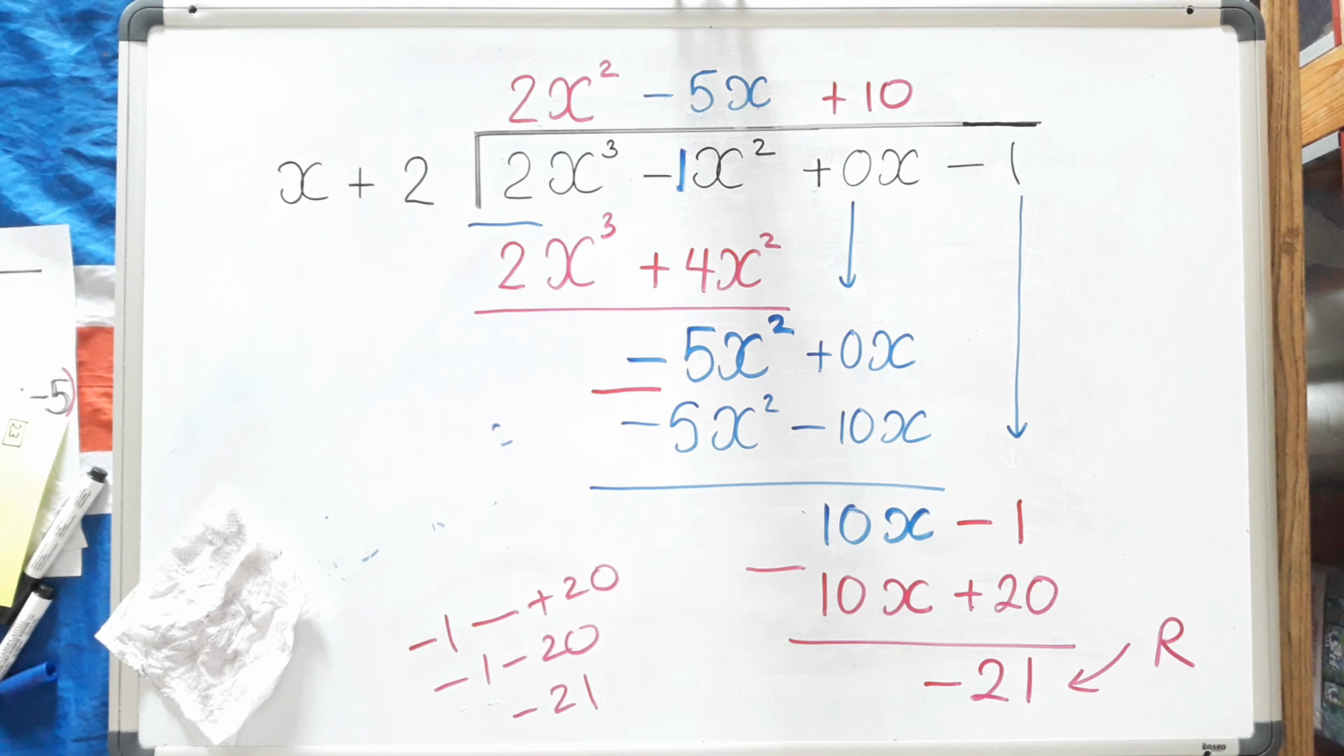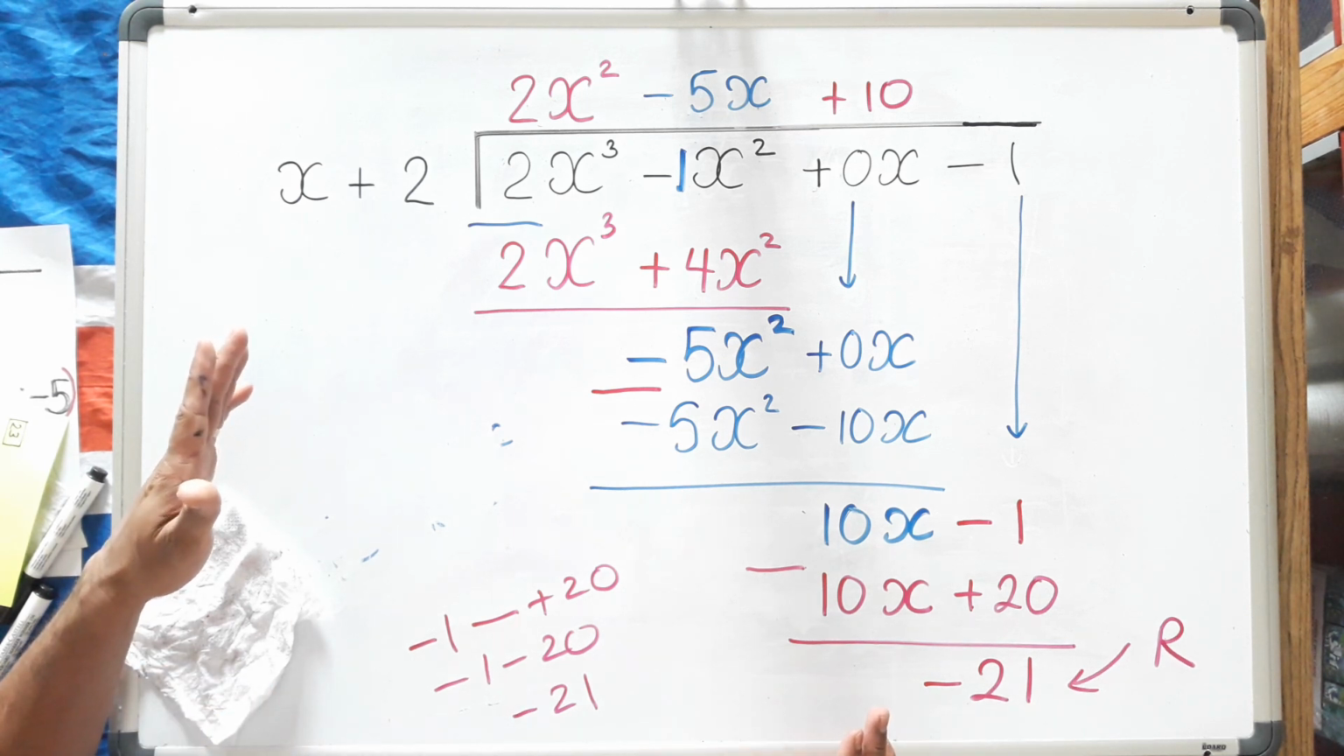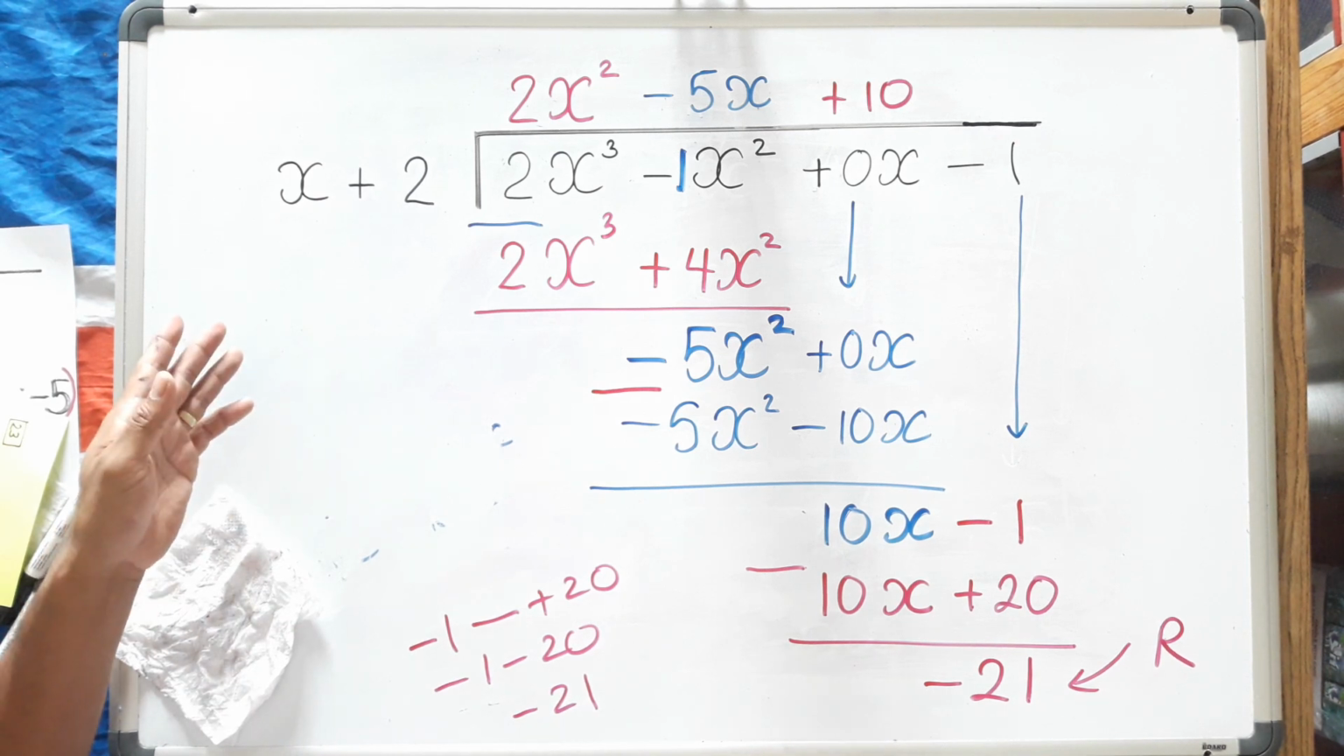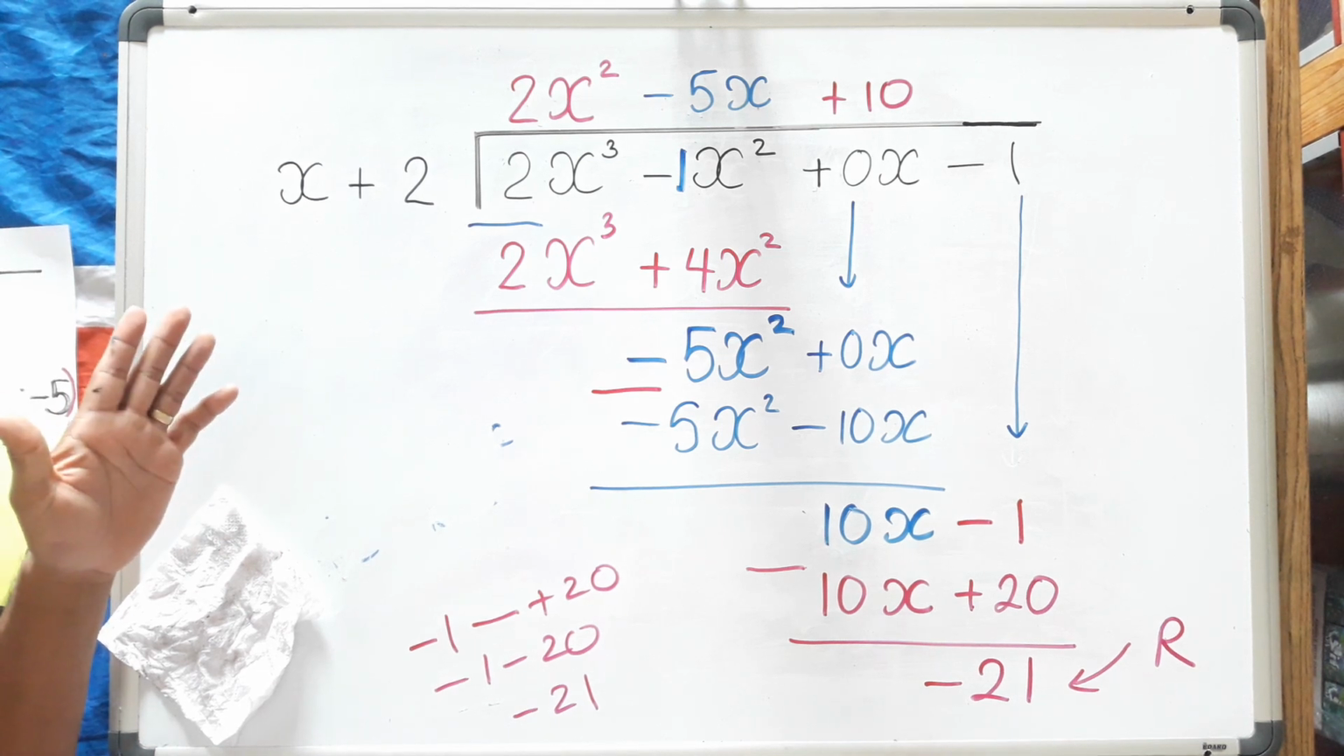All right. So there is actually a shorter way to get the remainder, and I'll be discussing that in my next video. But with a shortcut, there's always a disadvantage of using it. So in my next video, I will show you the shortcut and we'll discuss the disadvantage of it.